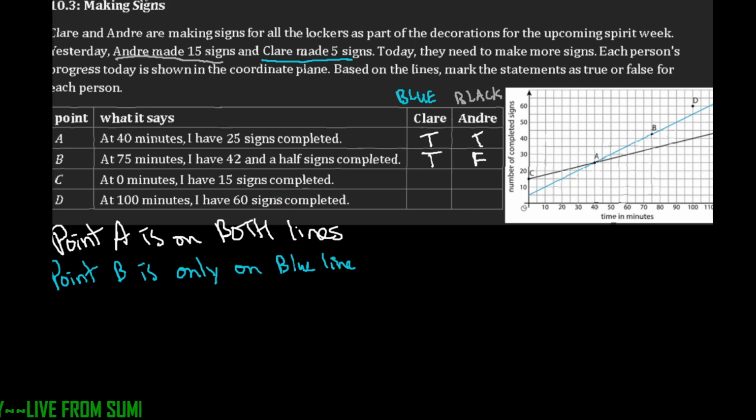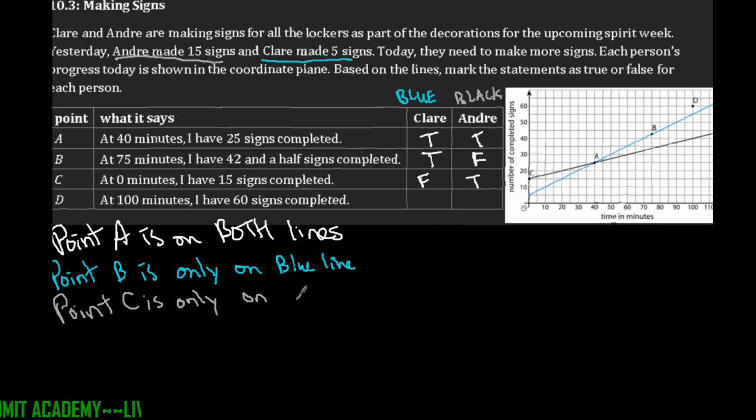Then for point C, what does it say? It says at 0 minutes, I have 15 signs completed. Well, what's that starting point? That's going to be false for Claire and true for Andre because that point C is only on the black line.